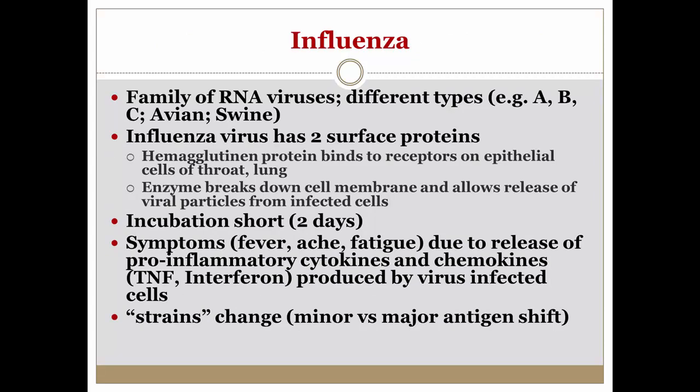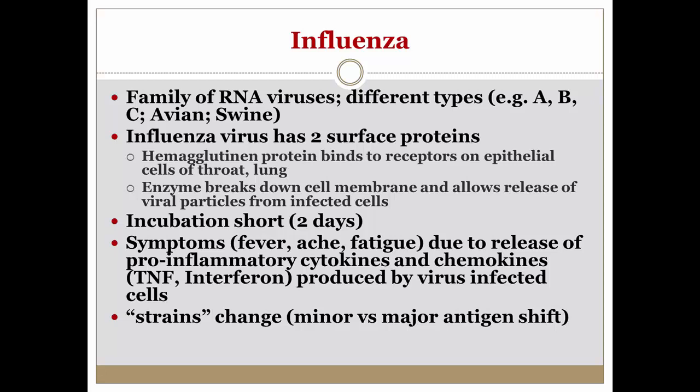Let's start, though, talking about influenza. Influenza is actually a family of RNA viruses, and there are different types or different strains that can change from season to season, although many may duplicate over a couple of years. So that's why we have influenza A, B, C, avian, swine flu. Those are all families of the influenza virus that is an RNA virus.